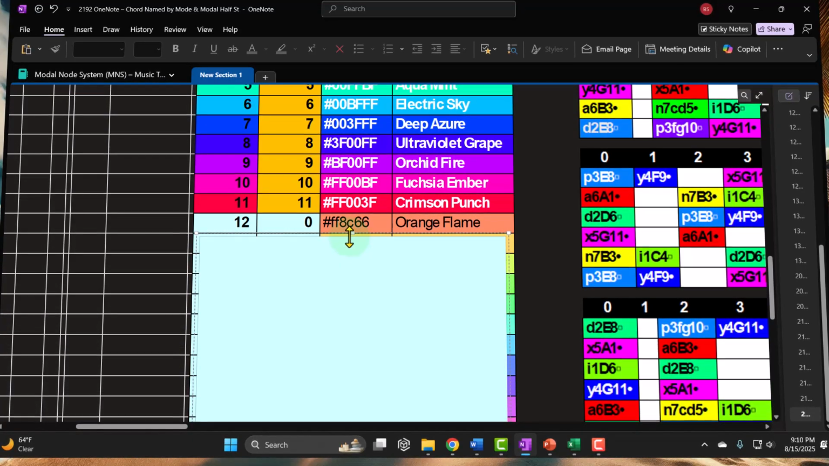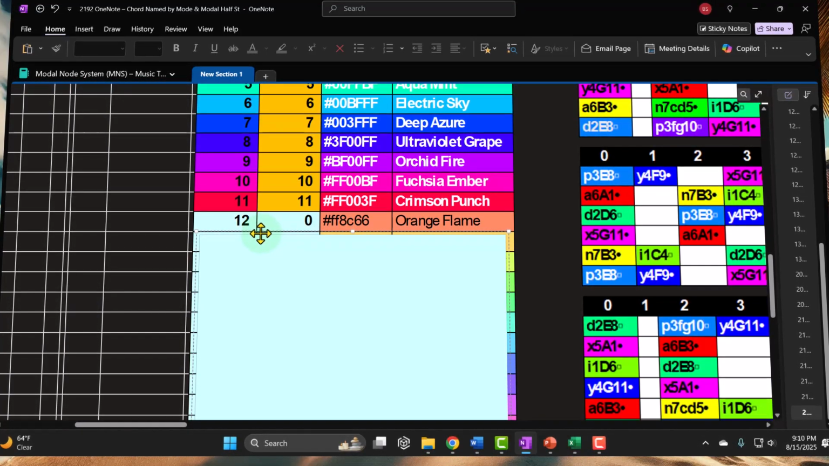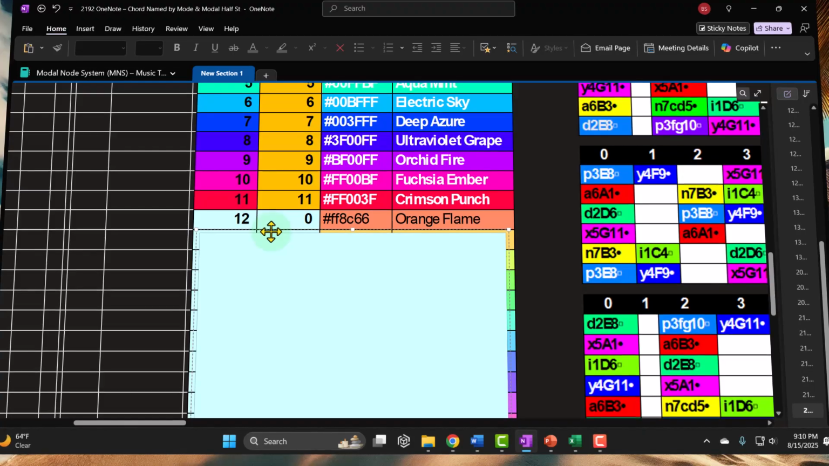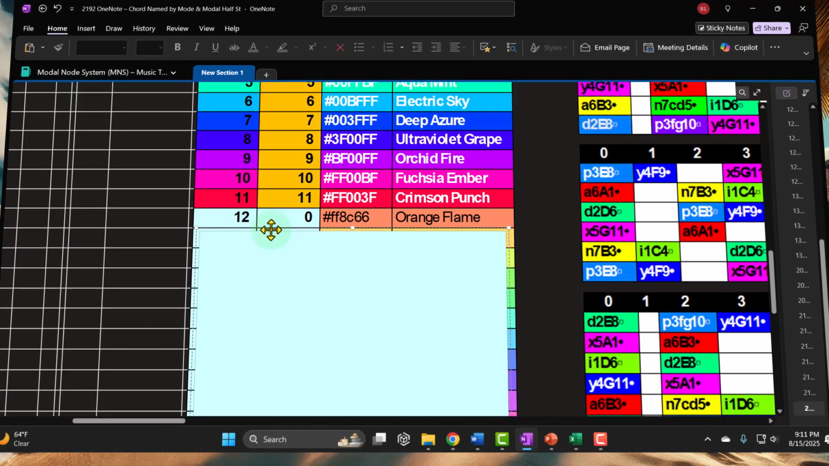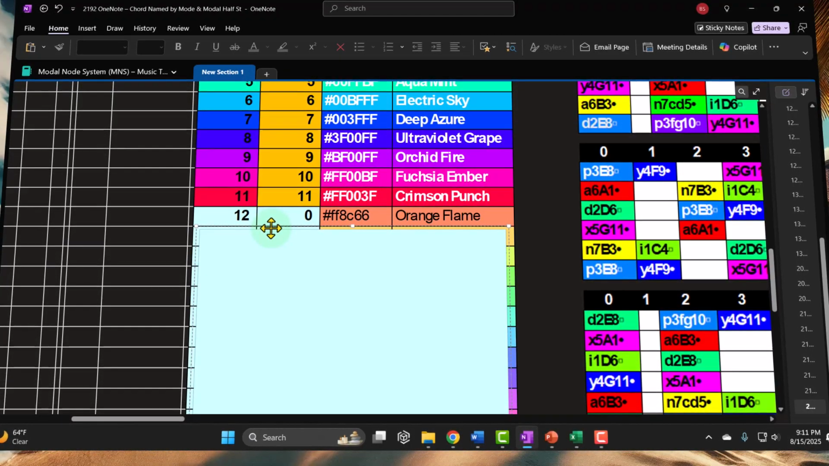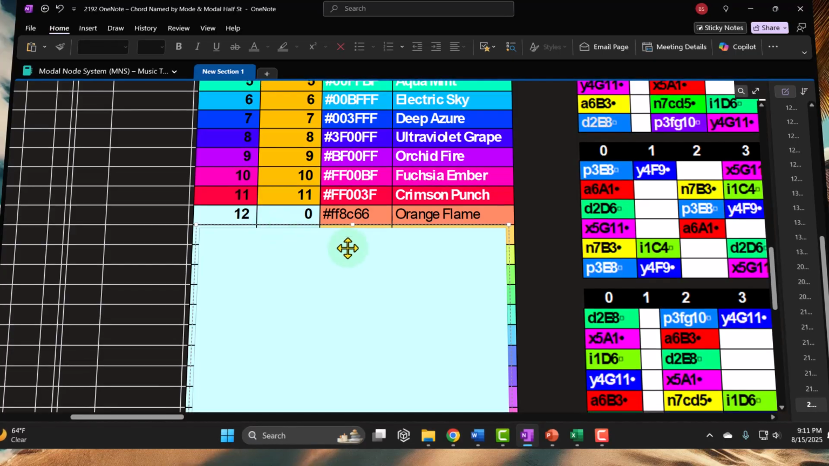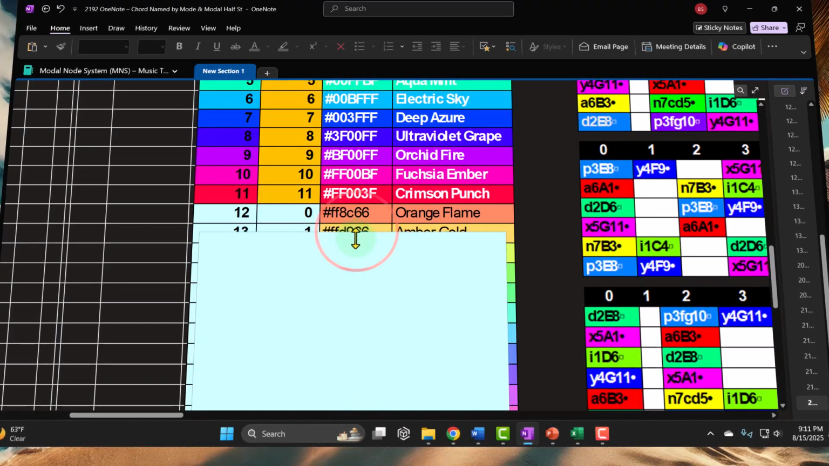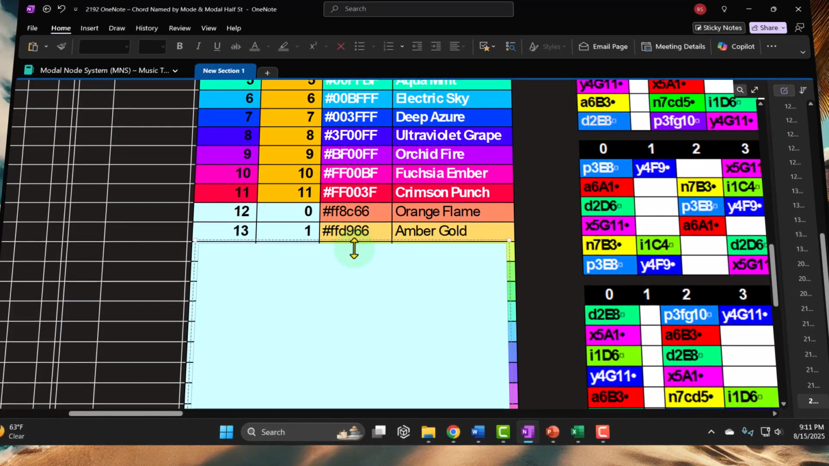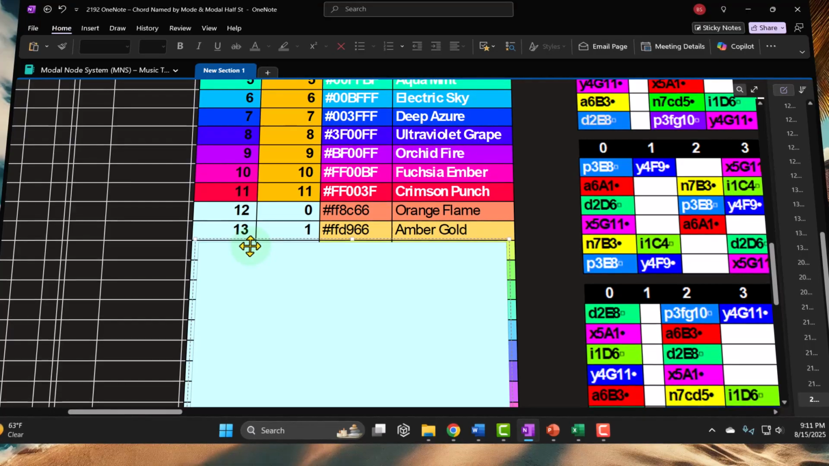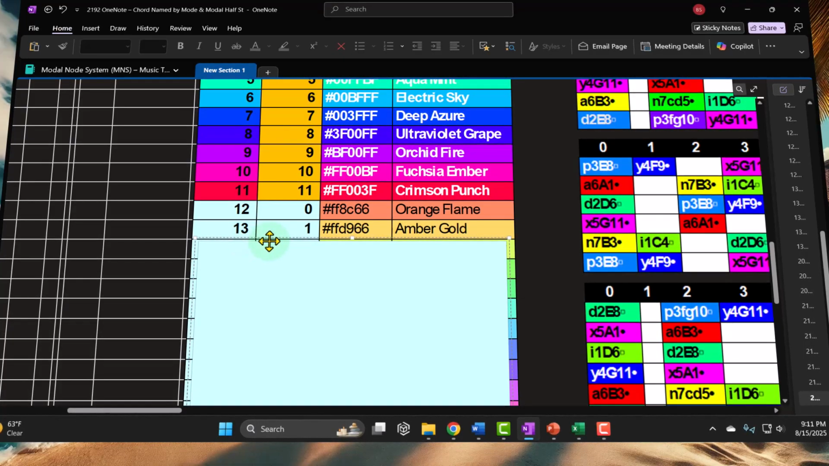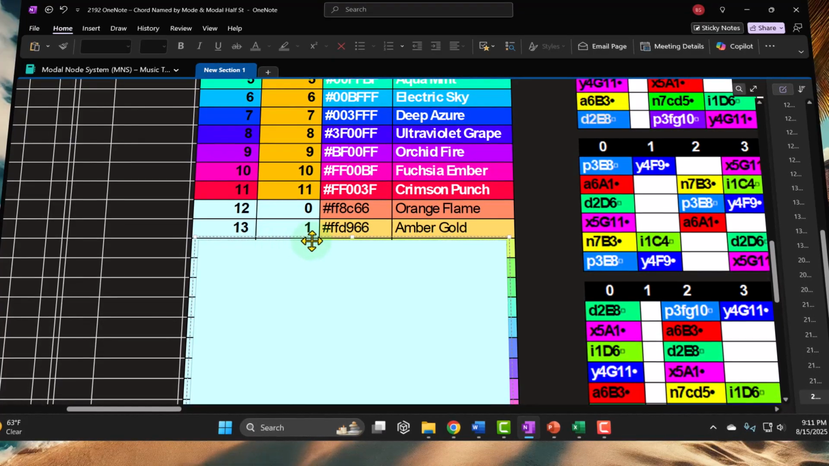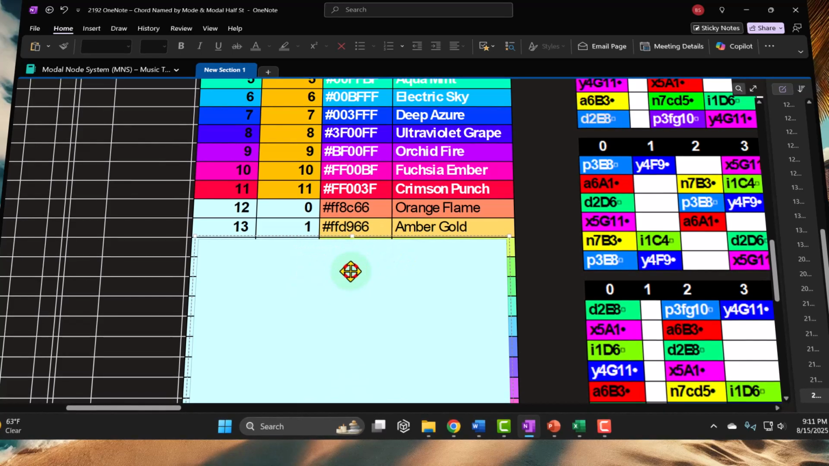So it still has a local distance of, if I go 12 steps up, the local distance is 0 if we think about it as a clock, because we went clockwise around the lap back to the same spot. It's still orange flame, or just flame maybe. And then if I go 13, I'm going around the clock plus one more step. So it's still amber, but it's going to be a shade lighter, and so on and so forth.